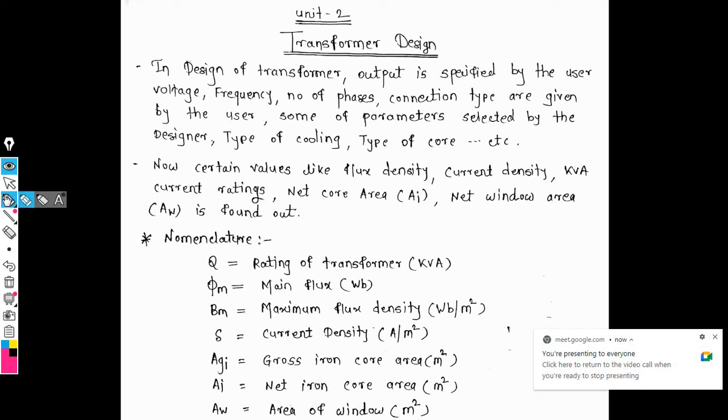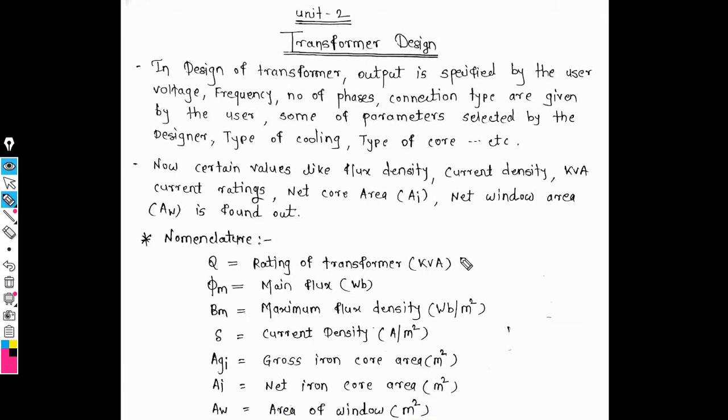Okay, in design of transformer we need the kVA rating of the transformer, which is very important. Then we also require the main flux, measured in Weber. Then the maximum flux density, measured in Weber per meter square. Then sigma is the current density, measured in ampere per meter square.